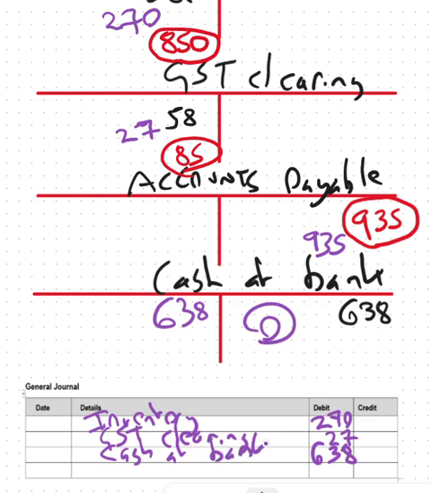And if you add those 3 amounts, you'll get the $935 that we credited to our accounts payable. Bit of a tip here, always make sure your debits equal your credits.